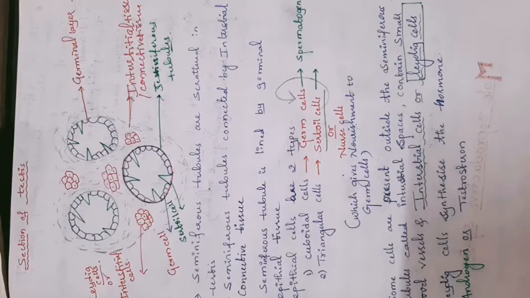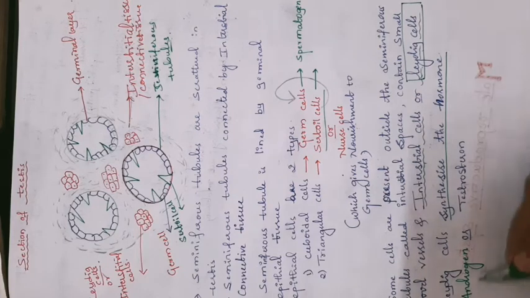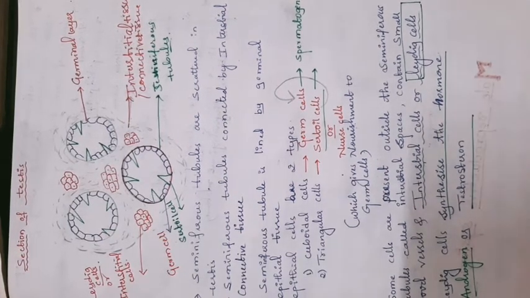Those Leydig cells help in the synthesis of a hormone called androgen or testosterone. Initially we discussed that the testes are called the primary sex organ. The function of the testes is production of sperm and production of hormones. The hormones are produced inside the testes by the Leydig cells. Leydig cells can synthesize the male sex hormones, androgen or testosterone.